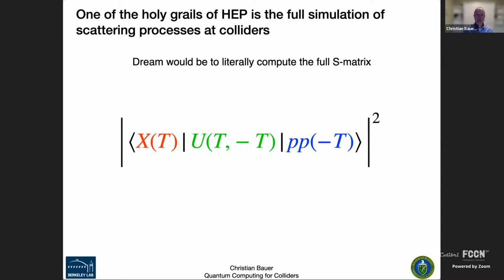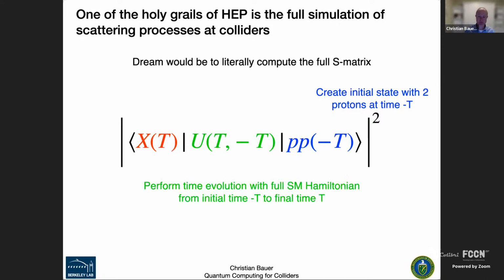So the dream would be to literally compute the full S matrix, and the full S matrix literally describes the process at the LHC. So to compute a process, say, how do 2 protons produce a given final state X? What I would need to do in the S matrix is create an initial state with 2 protons at some initial time very, very far in the past, then evolve that state forward in time to some infinitely far future time using the full standard model Hamiltonian. And then I perform a measurement of some final state X.